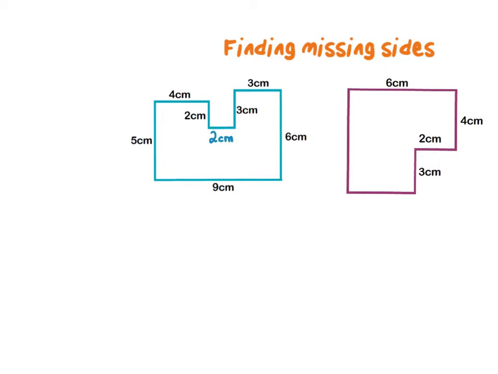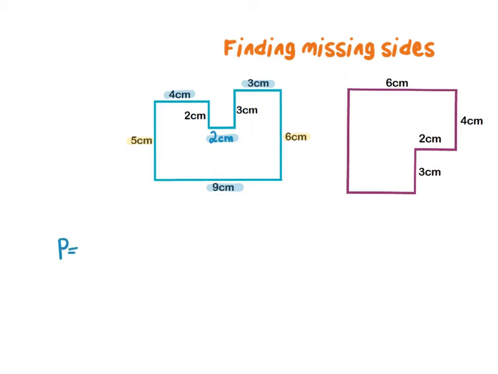So let's check on that again. 4 plus 2 plus 3 must be the same as 9. And if we look at the two sides, they are not the same length because they are 5 and 6, and we can see that the one is definitely a bit higher than the other one. So now that we have all the missing sides, let's go and work out the perimeter of the blue shape.